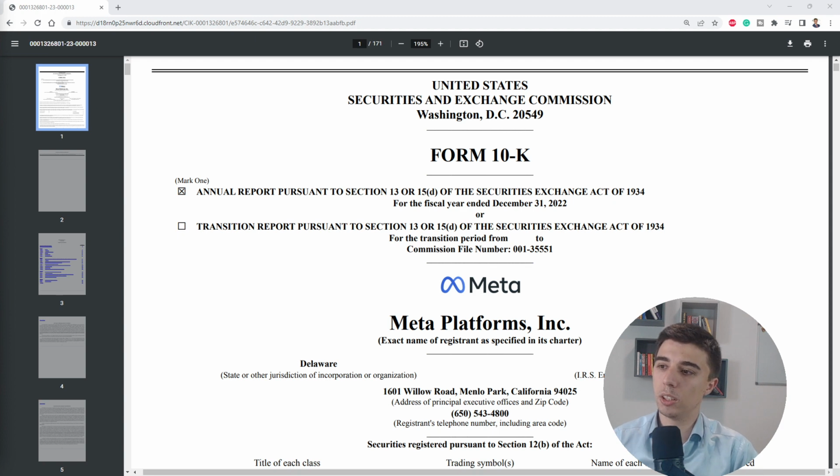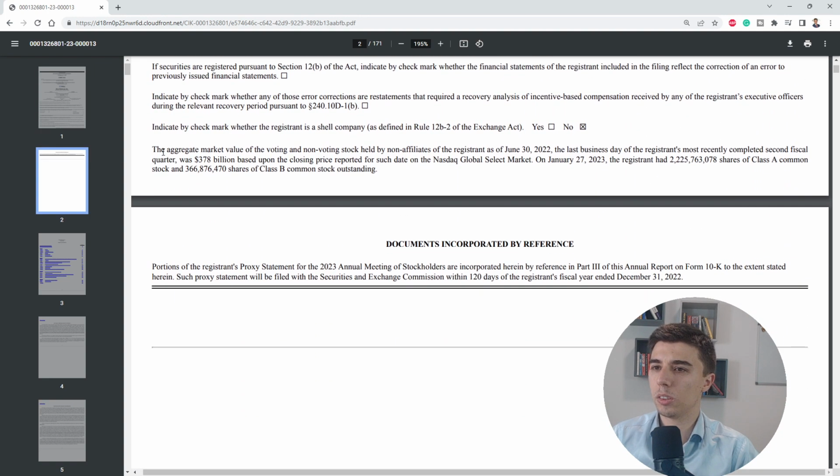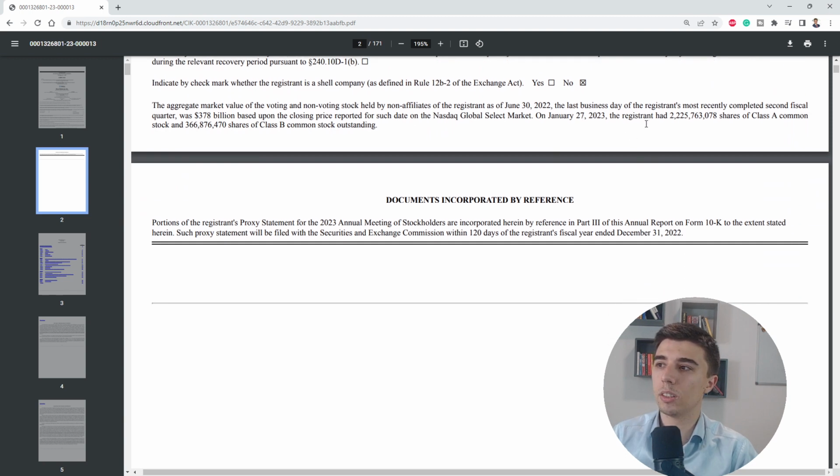As an example, I have the annual report of Meta, but you can use any annual report or quarterly report of a public company and get to this point. Now, on the first page or the second, so most of the times it's the first, there will be a short paragraph where it mentions that, for example, for Meta, on January 27th, there were 2.2 billion shares of Class A and 366 million of Class B. So on the first page, or the second, you should see the number of shares, but also the different classes. And the fact that there are different classes means that something differs about them.